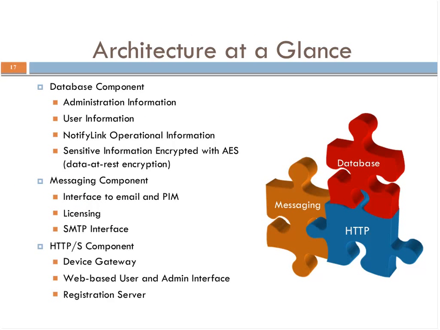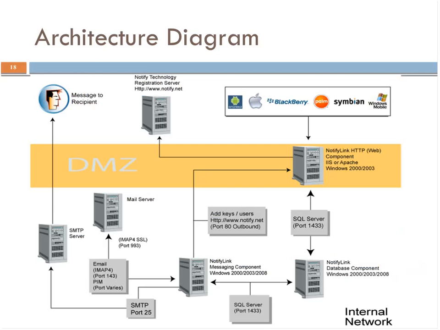Architecture of the product has really three main components. If you look at the diagram here, you'll have a web component that talks to the devices, requires a database, and then there's a messaging component that interfaces into the GroupWise mail store and the local SMTP server for outbound email. Don't let the diagram scare you. Most of the time, customers under 1,000 users can fit on one server. The product is very scalable, very robust.